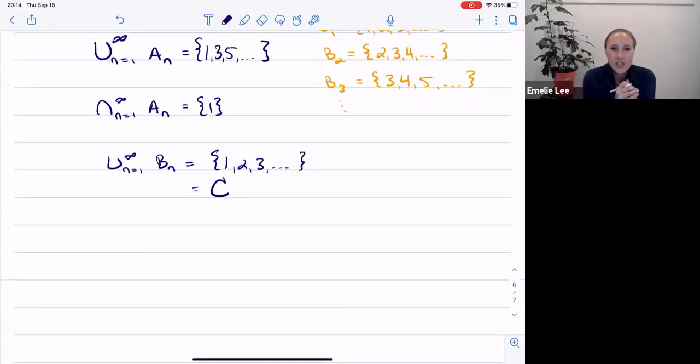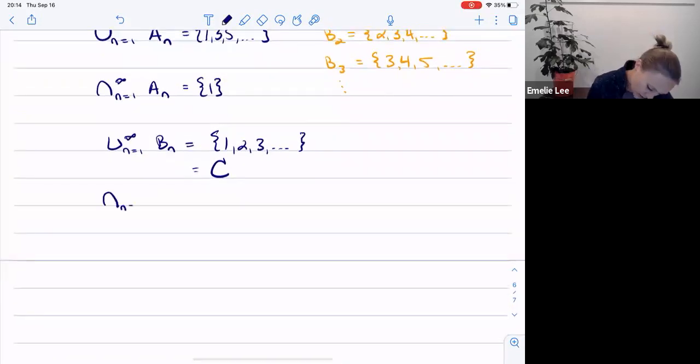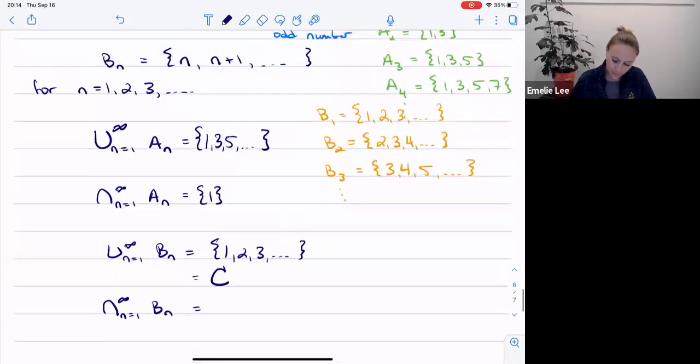What about the intersection of all the B's? If we let n run to infinity, right? Let's have a look at what that looks like. So the intersection of n equals 1 to infinity of B n is going to be, starting at B1 and comparing it to B2, there's quite a bit of overlap here, right? Because the only one that's excluded is 1, and then it's all overlapping to infinity. But then we move to B3, right? And so now they're all overlapping except 1 and 2.